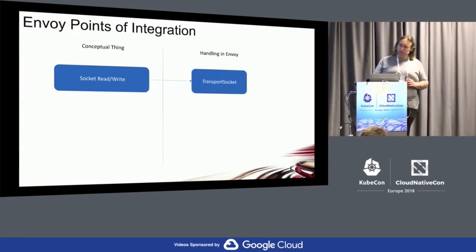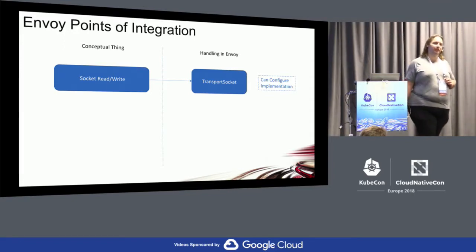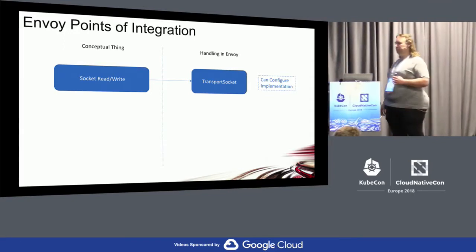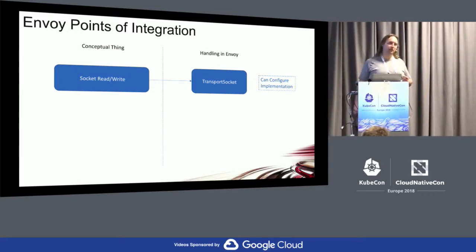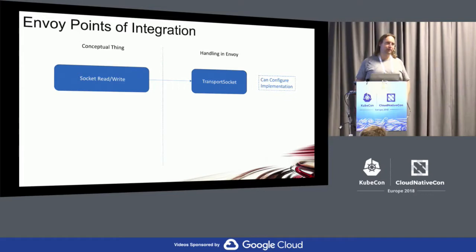And it turns out that Envoy already has a modular pluggable thing for this called a transport socket. You can configure that you want to use a particular transport socket implementation for your reads and writes, and it will handle that for you. So that part is simply a matter then of writing a transport socket plugin for VPP.